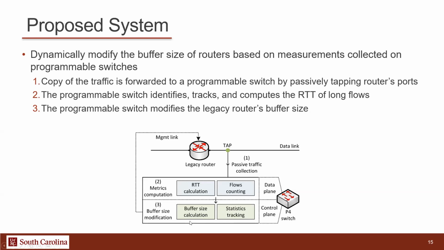Once we know this buffer size, we can basically modify the actual buffer on the legacy router by having like a management link. So it's like an outbound connection that we use to modify this buffer size. And this is happening on the fly. So we keep measuring and then updating the buffer.